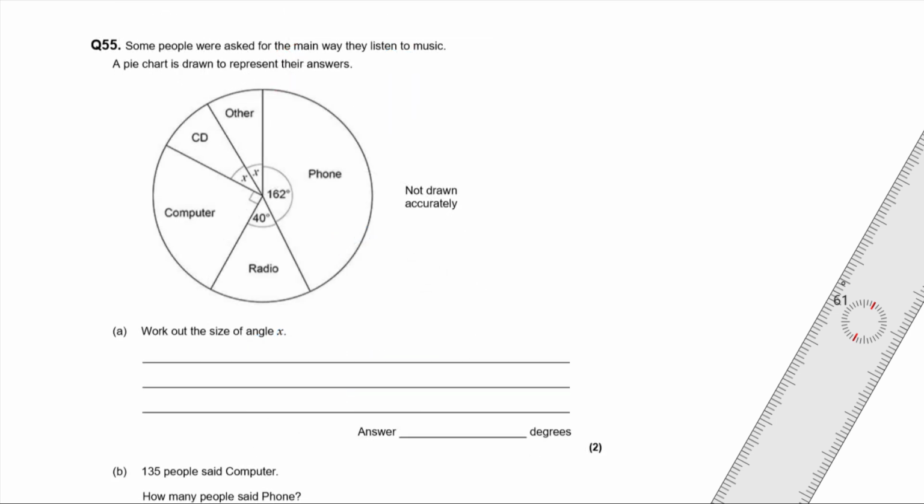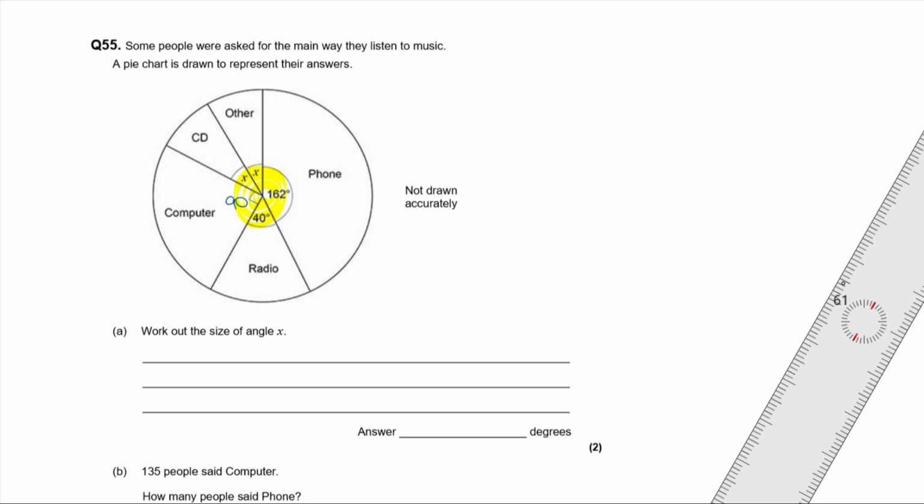Now, question 55 says not drawn accurately, which is handy, which means I don't have to do any measuring with my protractor. Everything can be done mathematically, which suits me. So, question 55, some people were asked for the main way they listen to music, and the pie chart is drawn to represent their answers. So CDs, computer, radio, phone, and other. Work out the size of angle X. Right, well, all these angles at the center have to add up to 360, don't they? Just take care, that one there is 90, it's not nothing. Okay, so make sure you include that 90 in your calculation.